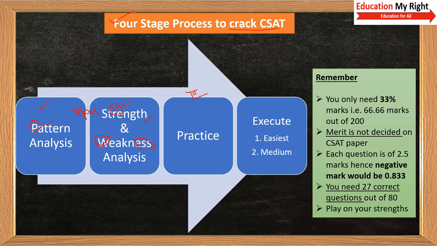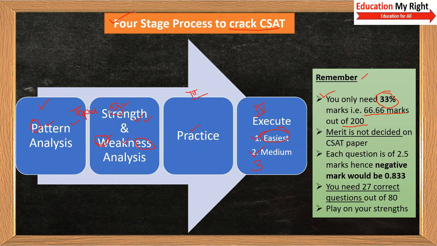Once you know the pattern, which is your strength, which is your weakness, then you practice and practice. Fourth part is execute in the examination. So first you will tackle the easiest ones. Once you are done with the easiest questions, then you will move to the medium complex questions, and third, the most complex ones, do not attempt them, because I will tell you why. Because you only need 33% marks, that is 66.66 marks out of 200, to qualify the CSAT paper.